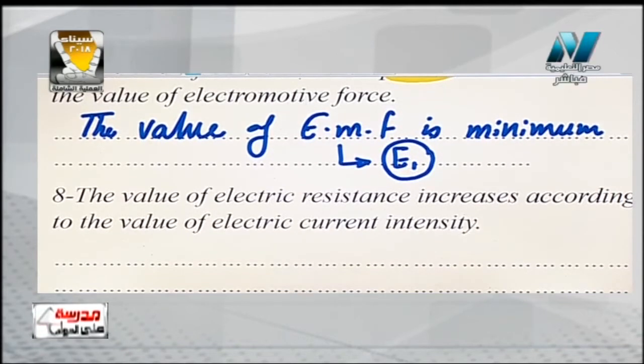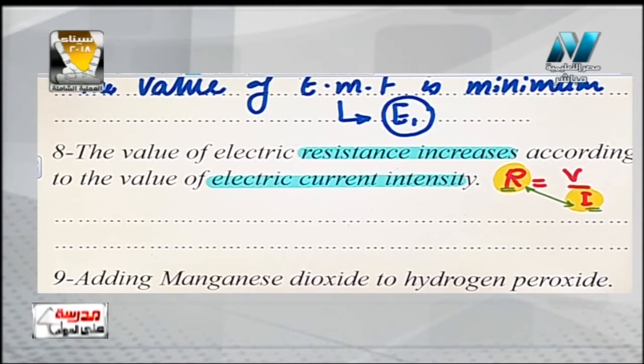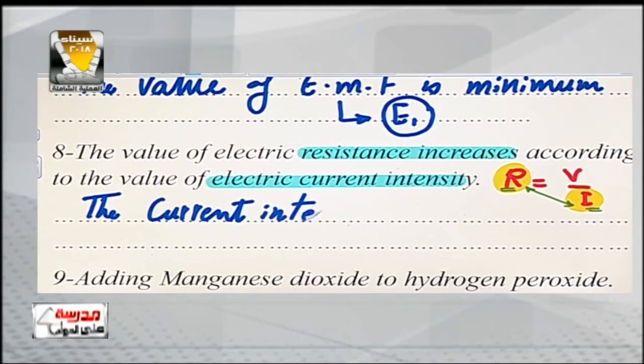At the same time we have another question: what happens when the value of electric resistance increases according to the value of electric current intensity. As we have the triangle, we know R equal V over I. So the relation here, we talk about the relation between R and I. If the electric resistance increases, the electric current intensity what? In this case, decreases. Because we have inversely proportional between the electric resistance and electric current intensity. And in this question, he said that electric resistance increases, so the electric current intensity what? So we will write the current intensity will decrease.